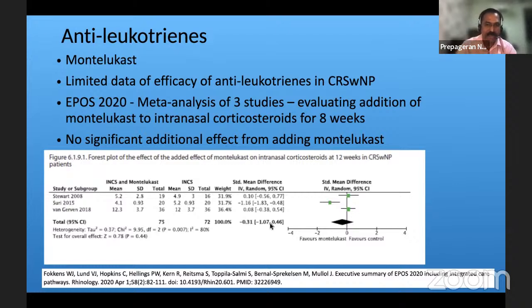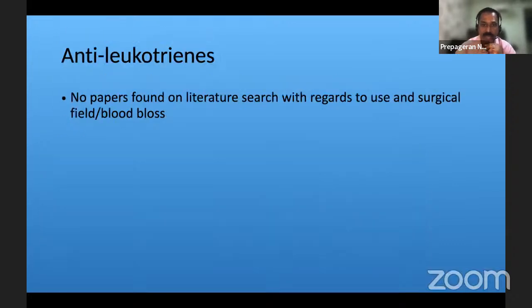There's been a meta-analysis of 3 studies evaluating the addition of montelukast to the INS for 8 weeks. And from the data, as we can see, these are the 3 main groups. The data shows that there is no significant benefit by adding montelukast to the INS. And do they help as far as surgical field or blood loss? There have been no papers in the literature.